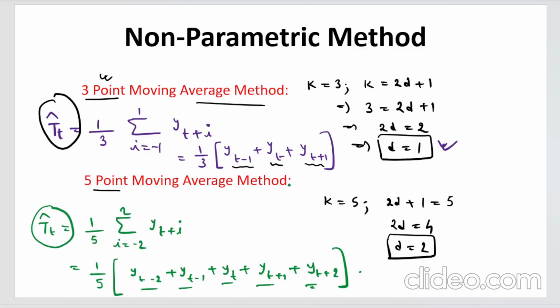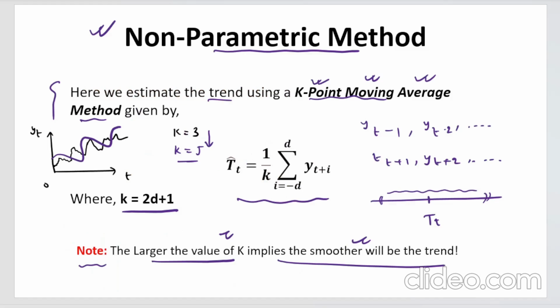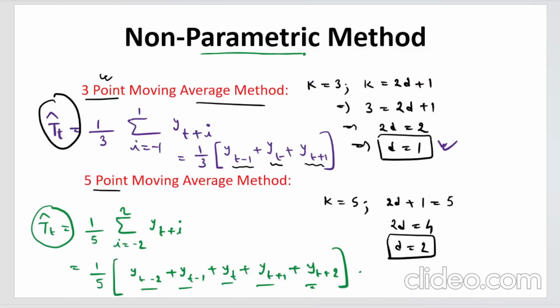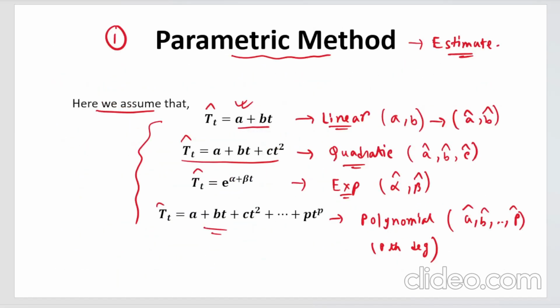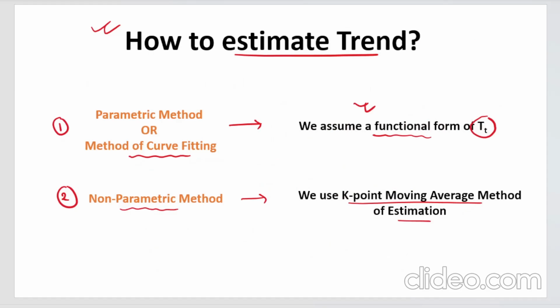your estimated trend. And since you have not estimated any parameters in the model, you are just taking the average or the moving average of the value of yt. No parameter estimation is involved here, so you call this process the non-parametric approach. The name comes from the process that you are not estimating any parameters, but you are only finding out the k-point moving average in this method, and hence this process is called non-parametric method. And with this we have finished up our trend estimation using both these methods, parametric method or curve fitting method and non-parametric method.